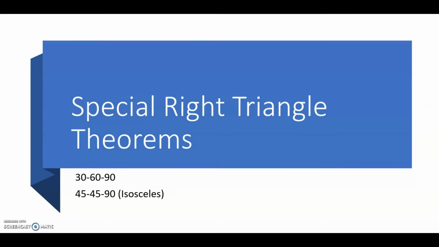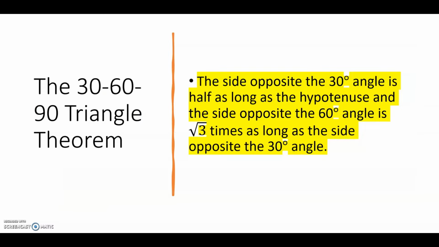Hello, good day! Welcome to another edition of our Sir Jello math video tutorials. For today, we're going to discuss special right triangle theorems, which include the 30-60-90 and the 45-45-90 right triangle. So let's start first with the 30-60-90 triangle theorem.